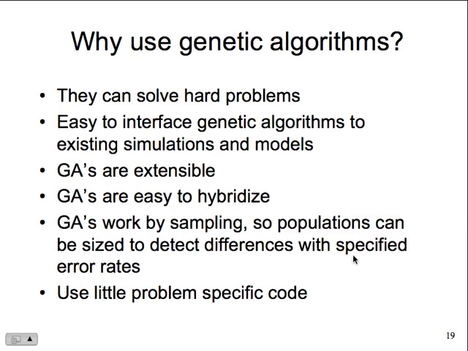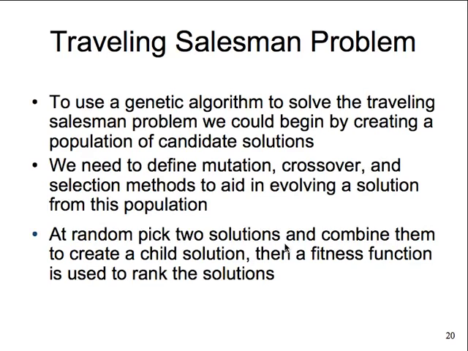And so they can detect differences in specified error rates depending upon the sample size. Just like statistics, the larger your sample size, normally the lower your error detection rate is. So you can use a little problem-specific code as well. In fact, your genetic algorithm for your traveling salesperson problem is using a very small, limited 15 cities by 15 cities in terms of your problem scope.